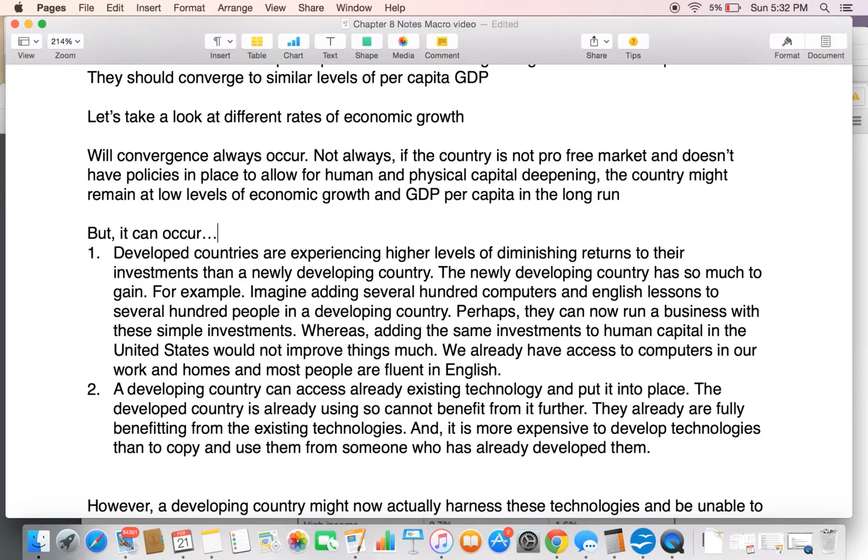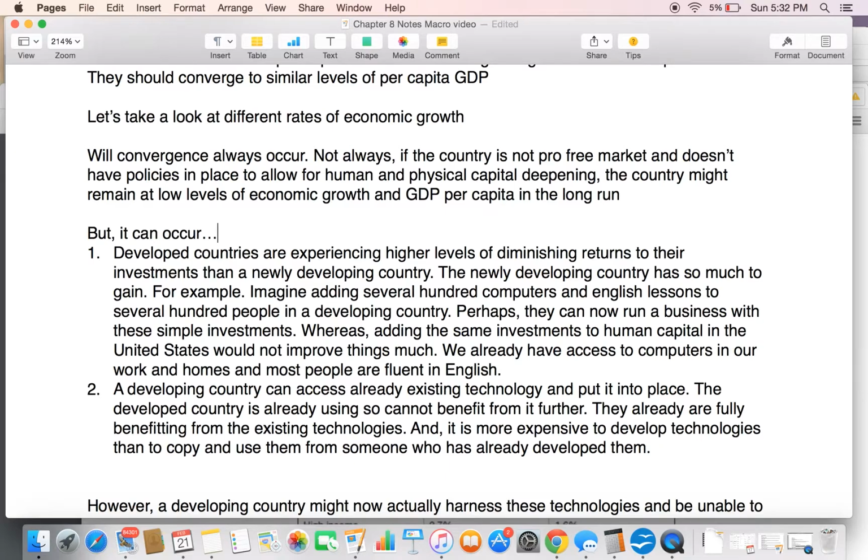One, it's easier for developing countries to utilize capital or technology to educate their population, and they're not going to experience the diminishing returns on their investments that we do. Developed countries are experiencing higher levels of diminished returns to their investments. For example, if I have gone to college, the first 4 years I'm getting a lot of benefit from it. My master's, I'm getting a little bit more benefit.